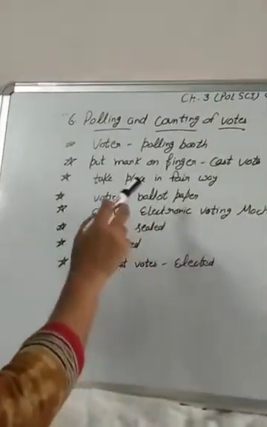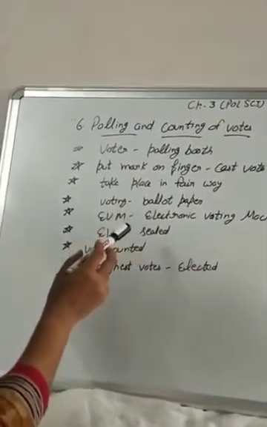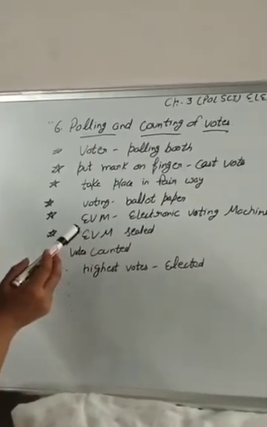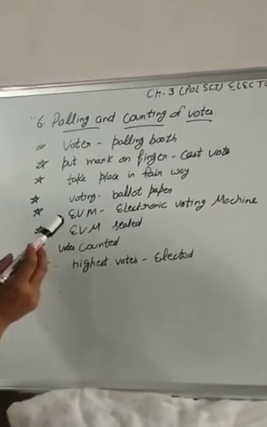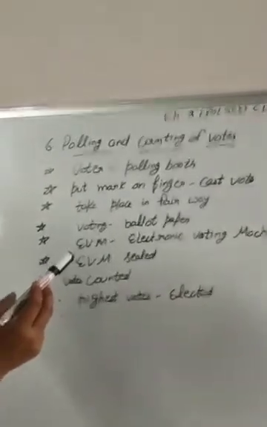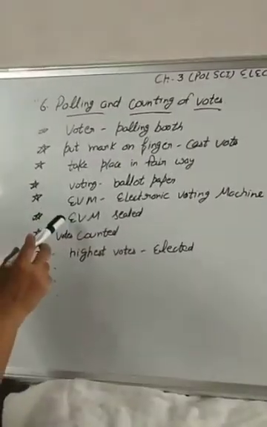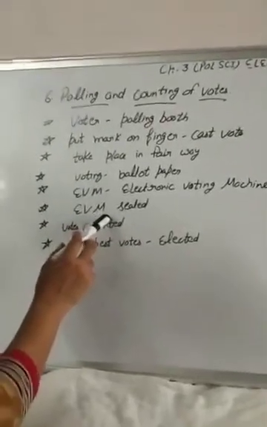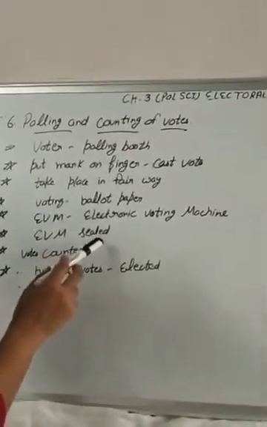The machine shows the names of the candidates and a party symbol. All the voter has to do is press the button against the name of the candidate to whom she wants to give his or her vote. Once the polling is over, all the EVMs, meaning electronic voting machines, are sealed and taken to a secure place.